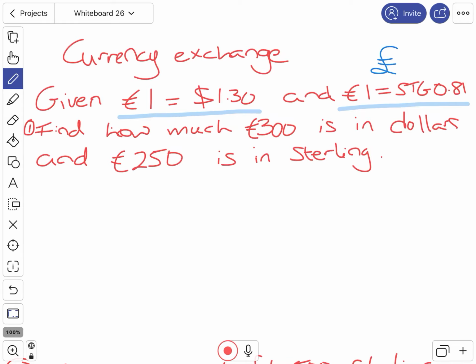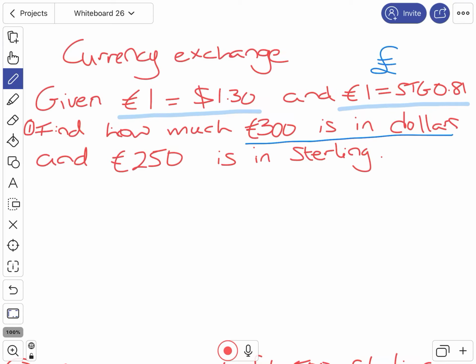The next thing to be aware of then is whatever they're giving you. In this case, find how much 300 is in dollars. So what I'm going to do is look at my dollars. If €1 is $1.30, then I know that 300 is going to be larger than 300. So I'm looking for a number that's going to be slightly bigger than 300. Now, if you can spot straight away that you're multiplying 1.3 by 300, that's perfect.